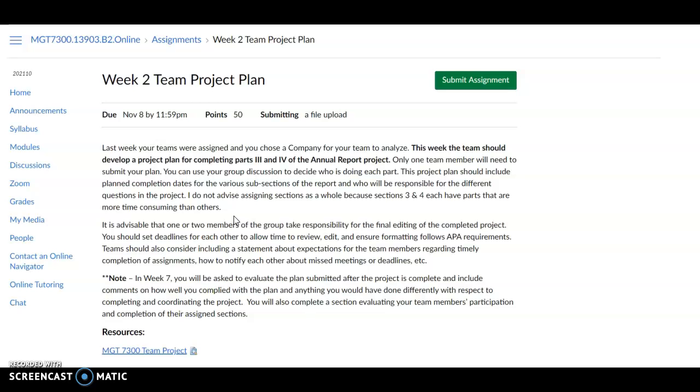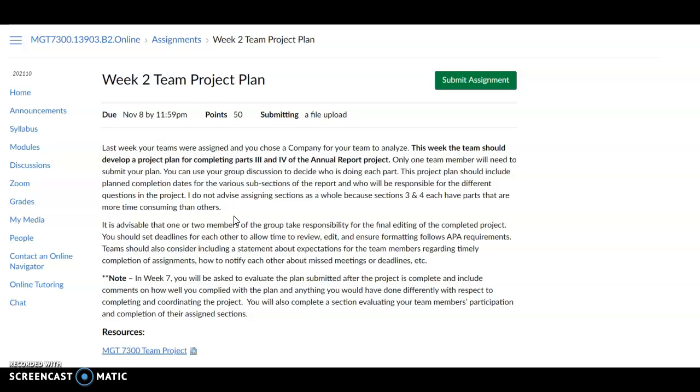It is advisable that 1 or 2 members of the group take responsibility for the final editing of the completed project. You should always set deadlines for each other to allow time to review, edit, and ensure the formatting follows APA requirements. For this assignment, you are permitted to use the 6th or the 7th edition. Teams should also consider including a statement about expectations for the team members regarding timely completion of assignments, how to notify each other about missed meetings or deadlines, and things like that.